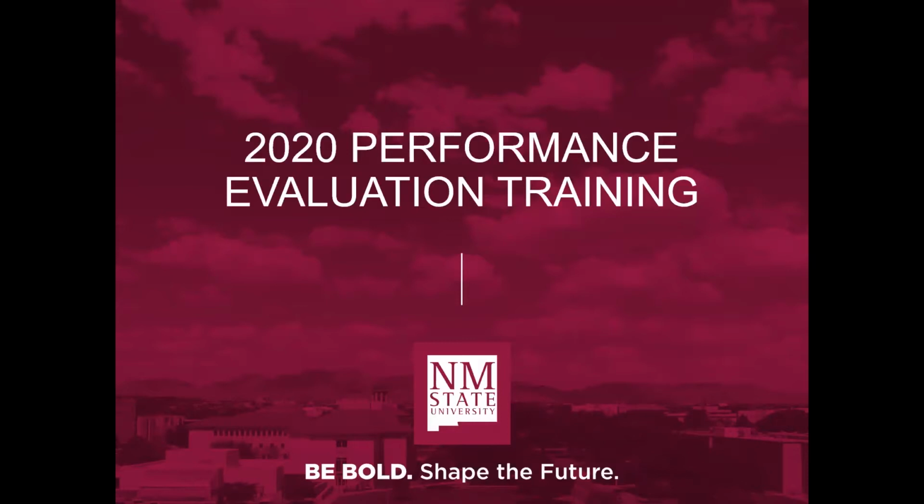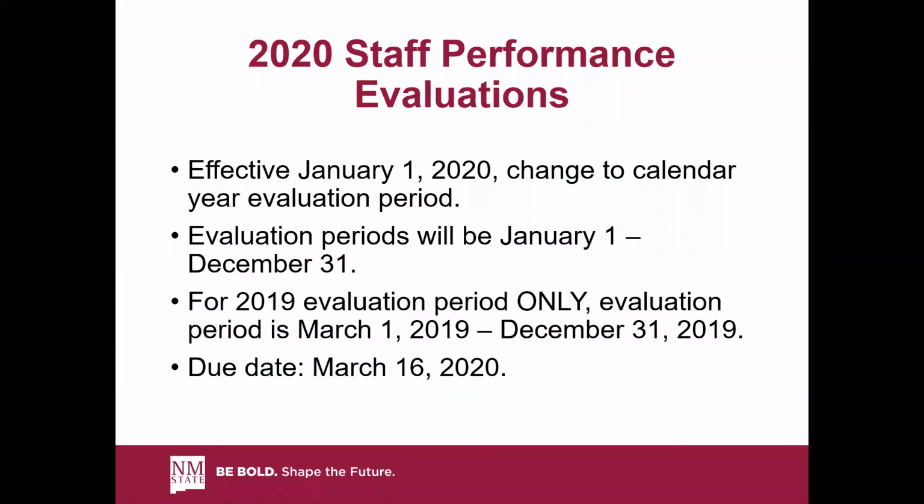Okay, let's get started. So first of all, starting January 1, we're going to a calendar year performance evaluation period. That means evaluations will be from January 1 to December 31st of every year. For 2019 only, which is the period you're about to evaluate, it's going to be March 1 through December 31st. And that's because January and February were included in last year's evaluation period. The due date for all evaluations to be completed, that means it goes through the whole cycle, and the last part is signed by the employee, is March 16th of this year.